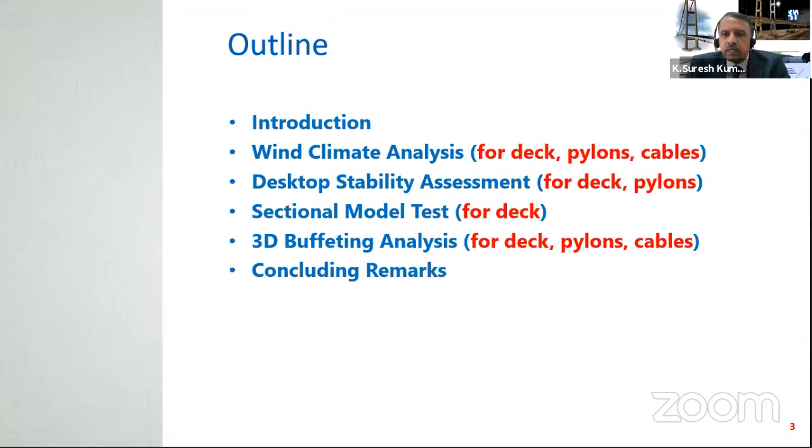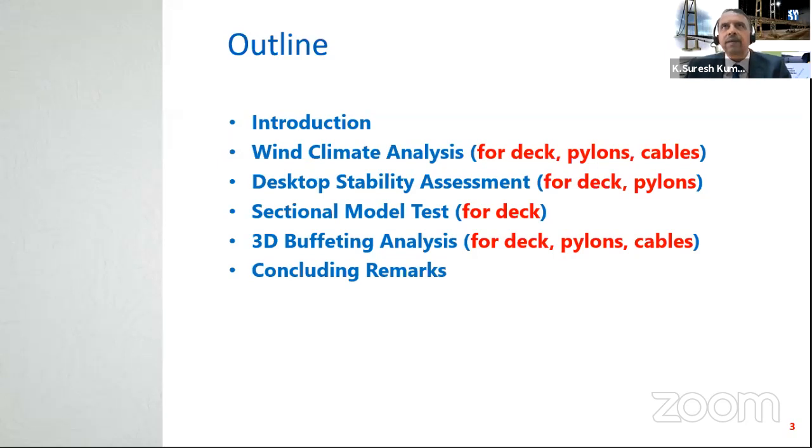Now the outline of this presentation. Alokji mentioned that I'll be mostly concentrating on the basics, very fundamentals. I'm not getting too much into the details. Fundamentals are important, so I'll be spending some time in the introduction part followed by the rest of the topics. So for instance, wind climate analysis, which is applied for deck, pylons as well as cables, which is useful for all of these elements. Then deck stability assessment, that is for deck and pylon. Then section model test, where we are talking about only deck, and then 3D buffeting where deck, pylon, cables will be addressed. Then finally with some conclusion.